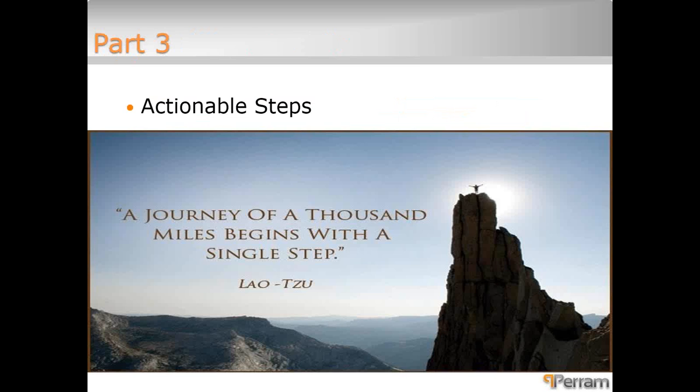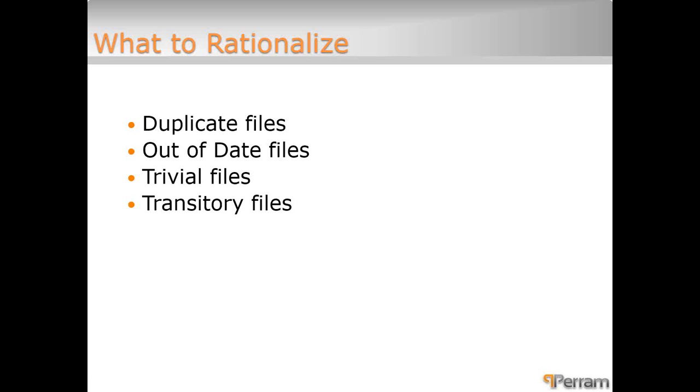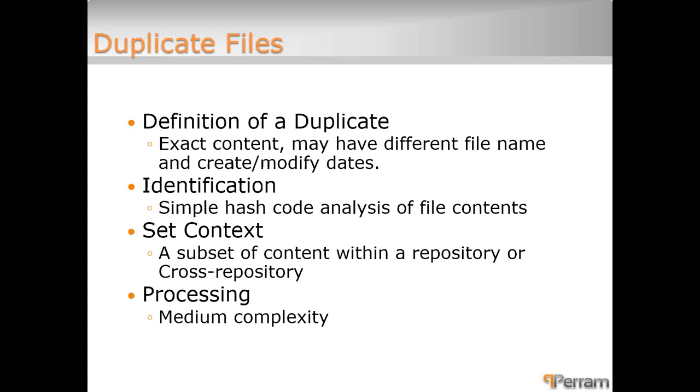So how do we go about it? Let's break down and take a look at the specific steps. So duplicate files, out of date, trivial, and transitory. I want to go through these and the best approaches. So duplicate files, we need to come up with a good definition of what a duplicate is. And for most cases, it has nothing to do with the file name. Okay? So we really want to look at the duplicate by content.